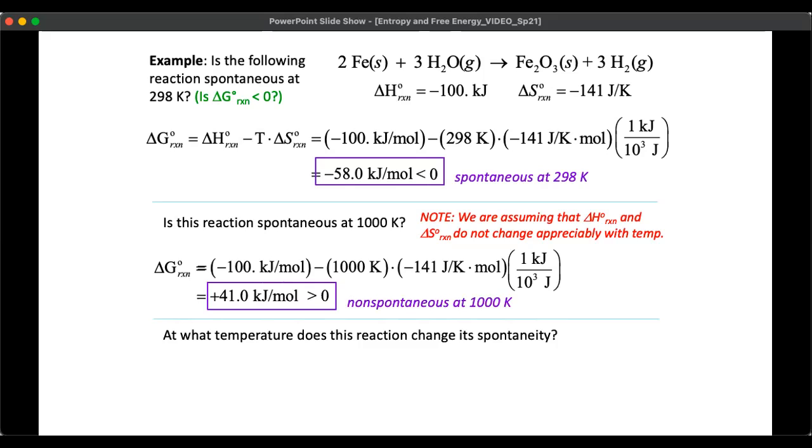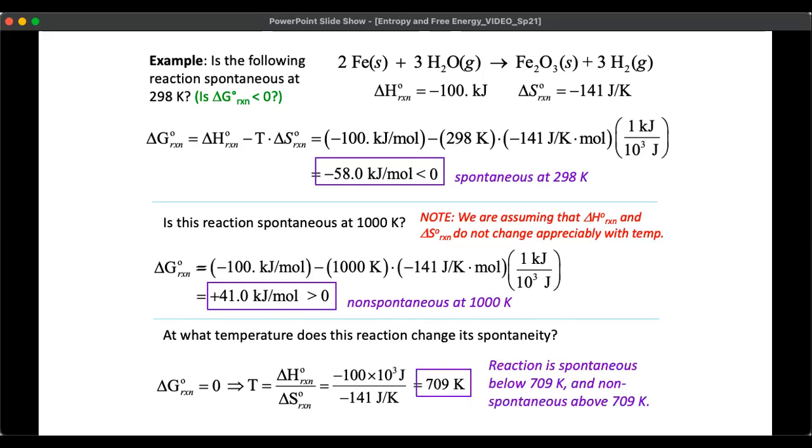We can also say, well, at what temperature does this change its spontaneity? And in that case, we just need delta G equals 0. And in that case, T is equal to delta H over delta S. And we can just plug those numbers in, watching our units, and we get 709 Kelvin. So our reaction is spontaneous below 709 Kelvin because we know it's spontaneous at 298, and non-spontaneous above 709 Kelvin. We know it's non-spontaneous at 1,000. So we just found that point at which it switches.